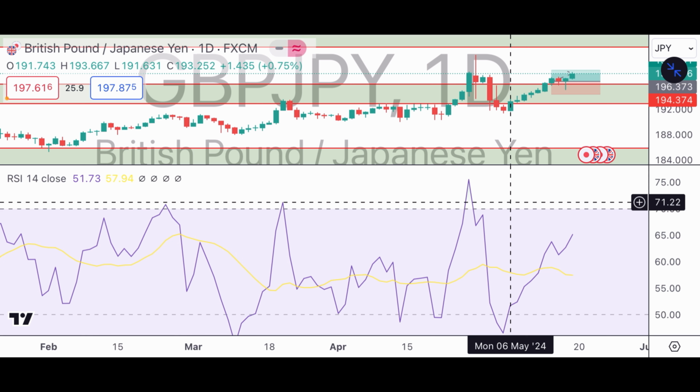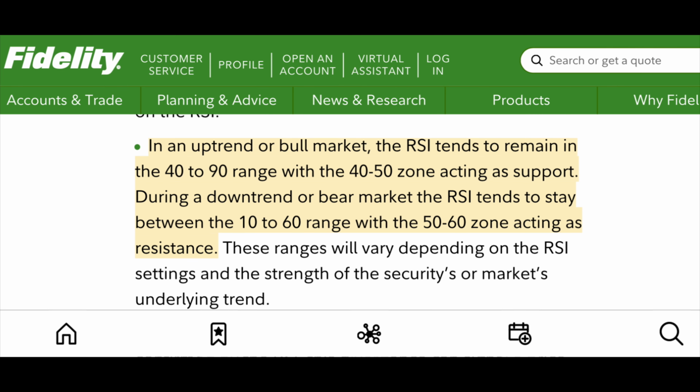Also, Fidelity adds by saying in an uptrend or bull market, the RSI tends to remain in the 40 to 90 range, with a 40 to 50 zone acting as the support. And during a downtrend or a bear market, the RSI tends to stay between the 10 to 60 range, with the 50 to 60 zone acting as resistance. These ranges will vary depending on the RSI settings and the strength of the security or market's underlying trend.